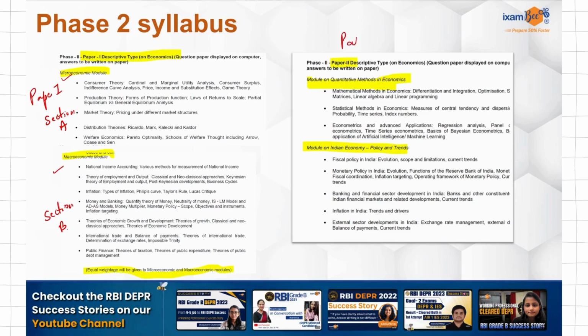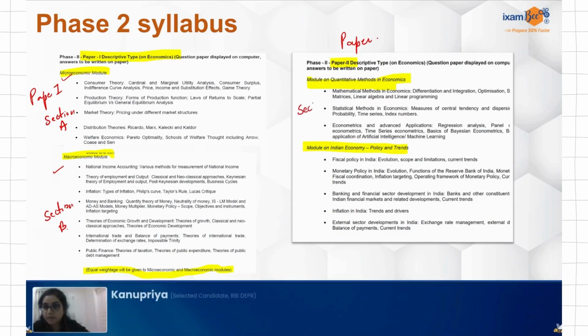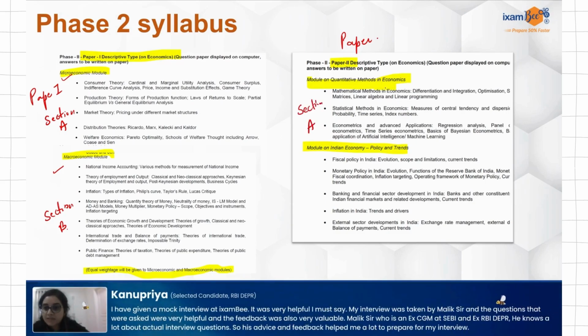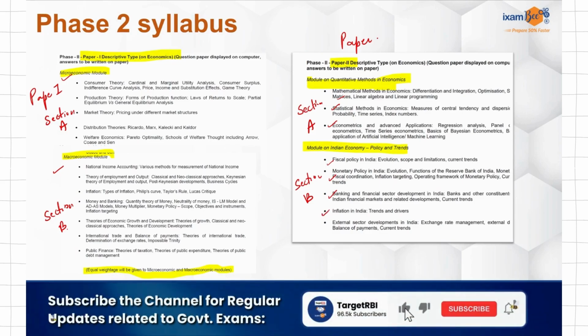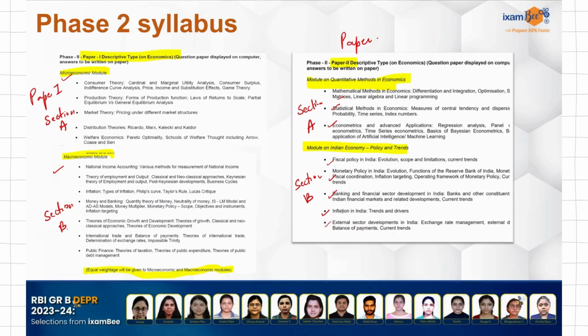And in your paper 2, your first paper will be of section A, will be of quantitative methods in economics, which will include both mathematical, statistical, and economics questions. And your section B will be of Indian economy, which includes your fiscal policy, monetary policy, banking and finance development, inflation in India, and any external sector developments in India. Right? So syllabus also you would have been preparing based on this.